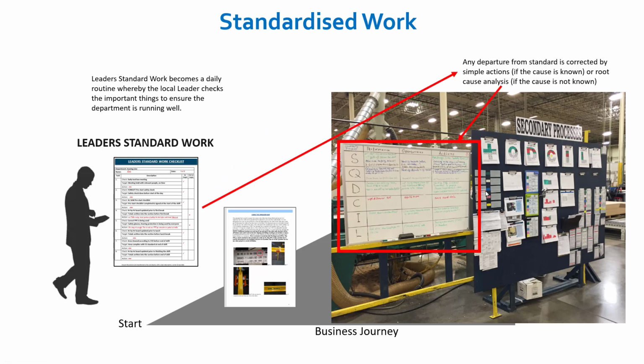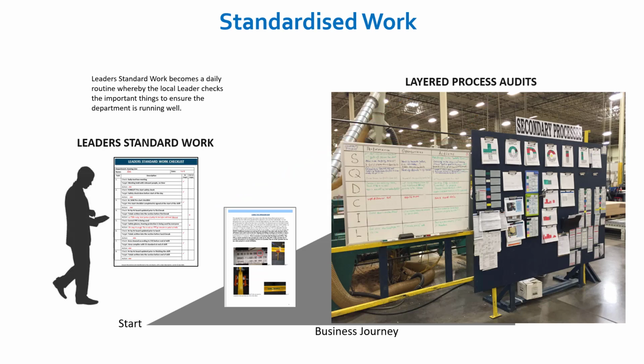Now, if there's a departure from the standard during the check, it can be corrected simply by raising actions. But that's assuming the cause is known. But if the cause is not known, maybe we need to undertake root cause analysis. In other lean circles, this methodology is called layered process audits.